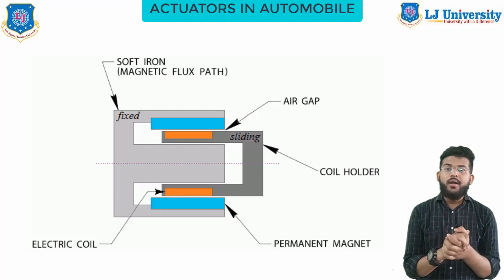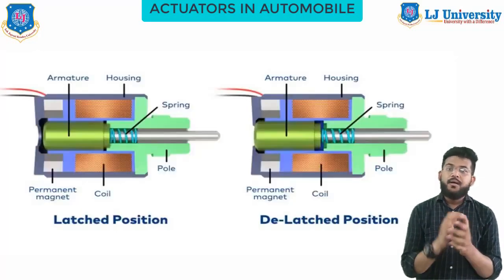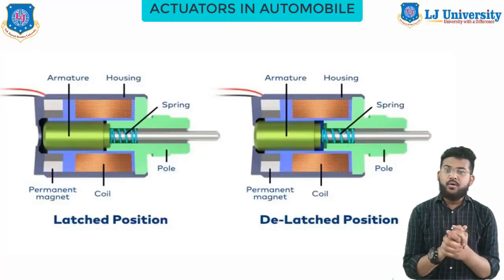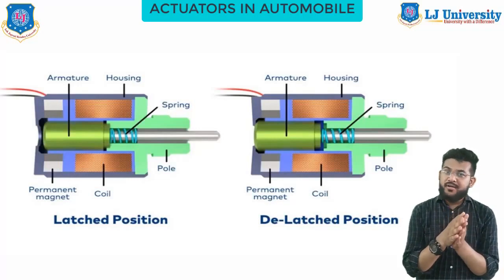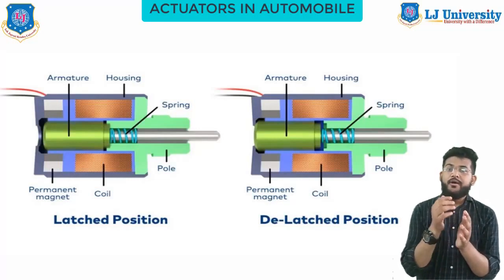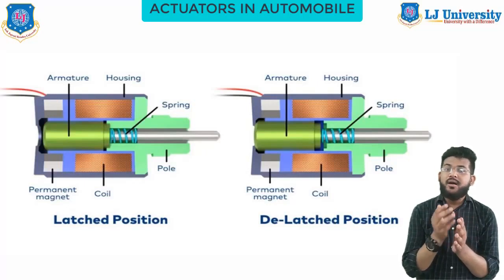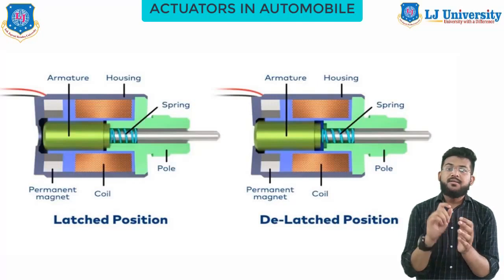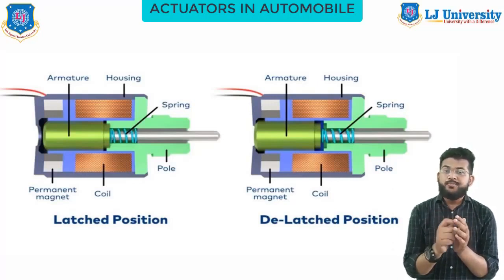So this was all about the actuators. Now let's see about the relays. Relays are binary actuators, which have two stable states: either latched or energized, or unlatched and de-energized. A relay is a device that provides the switching action between two electrical circuits in response to the control signal.